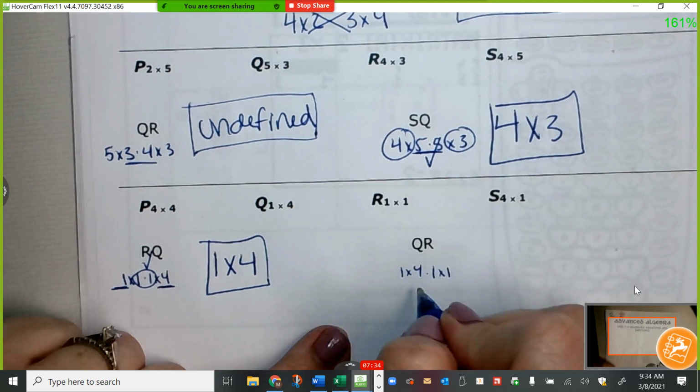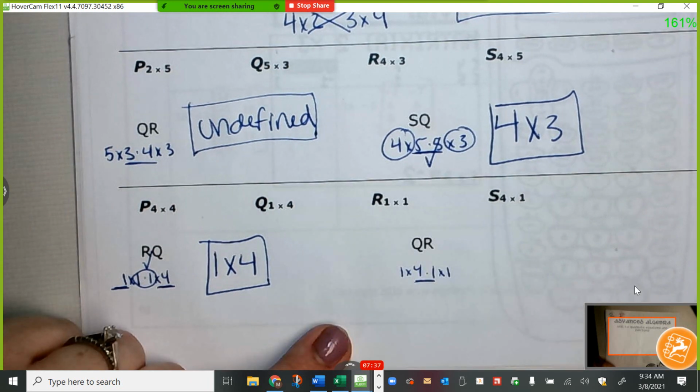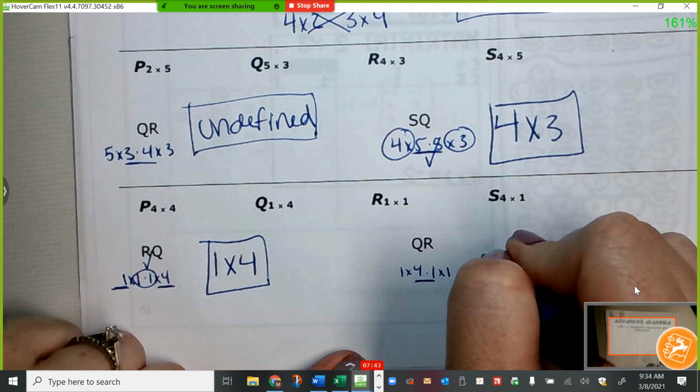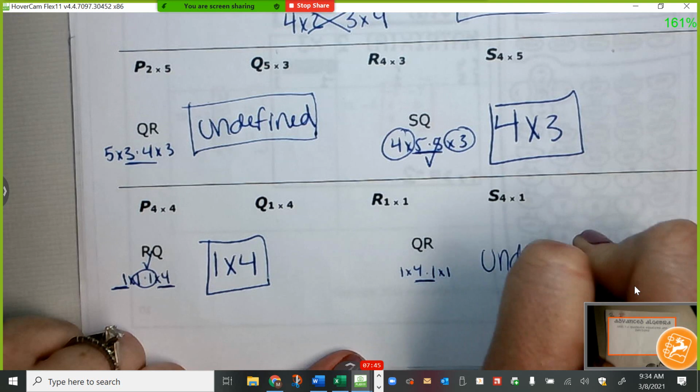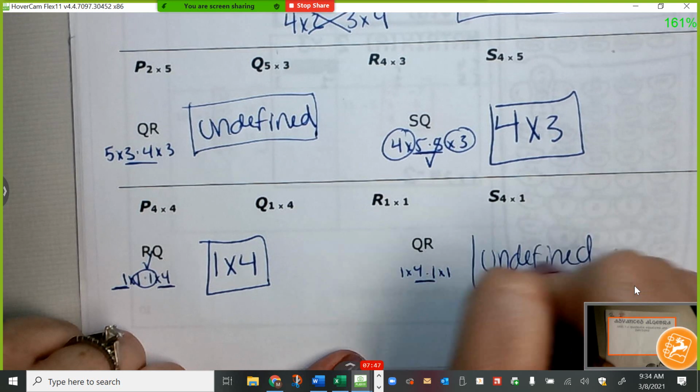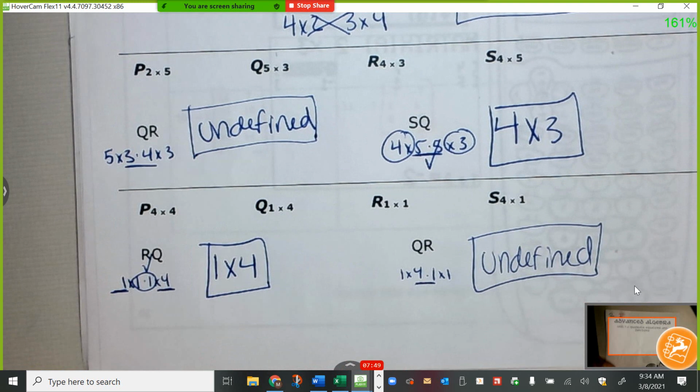Okay, here, do the middle two match? So what is the answer on Q times R? It's undefined when they don't match. Okay.